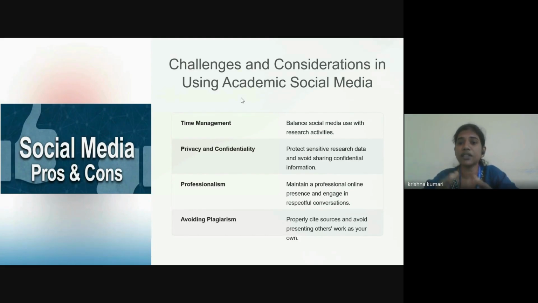Also, privacy and confidentiality play a major role. We have to protect sensitive research data, and we should avoid sharing confidential information. We should maintain a professional online presence and engage in respectful conversations. We should also avoid plagiarism. That is, we should properly cite the sources we make use of. If you don't cite them, it obviously involves plagiarism, and that is not a good researcher's work.